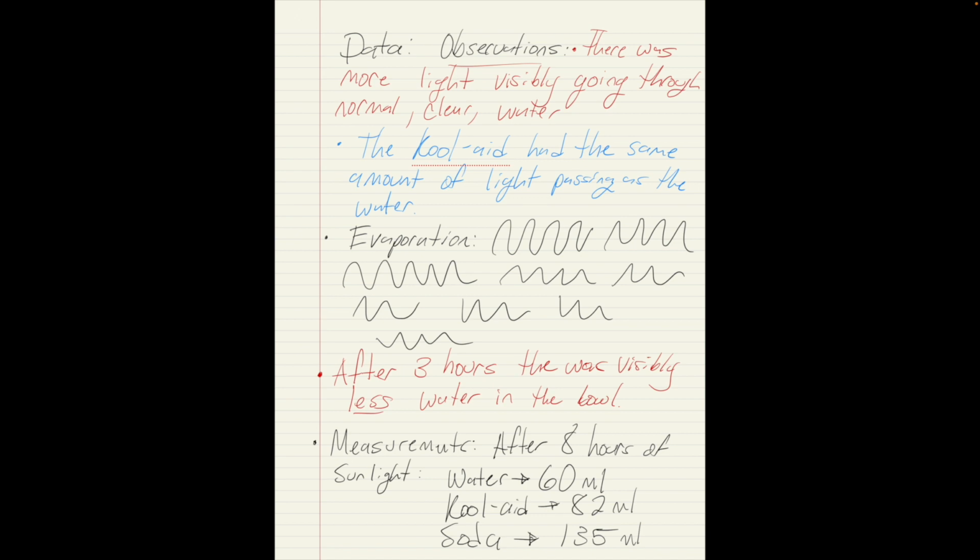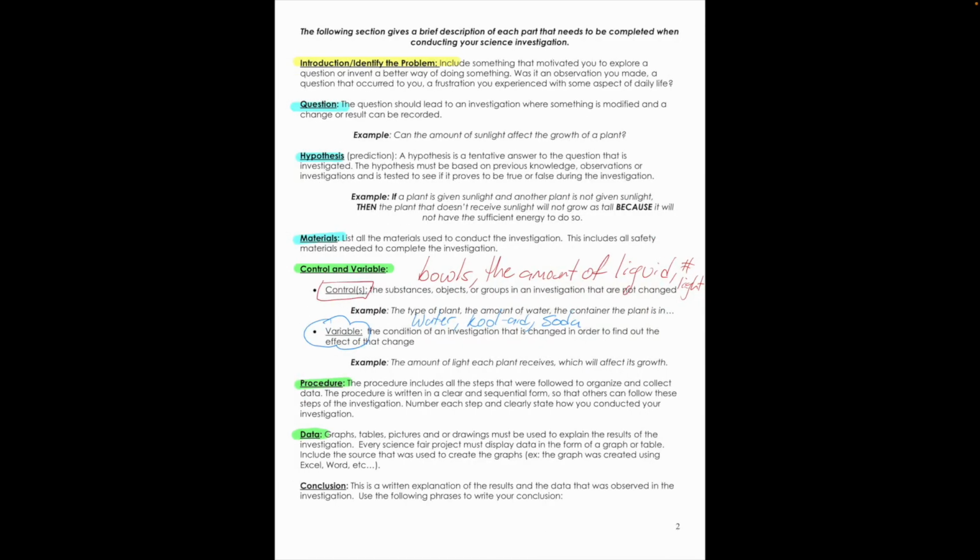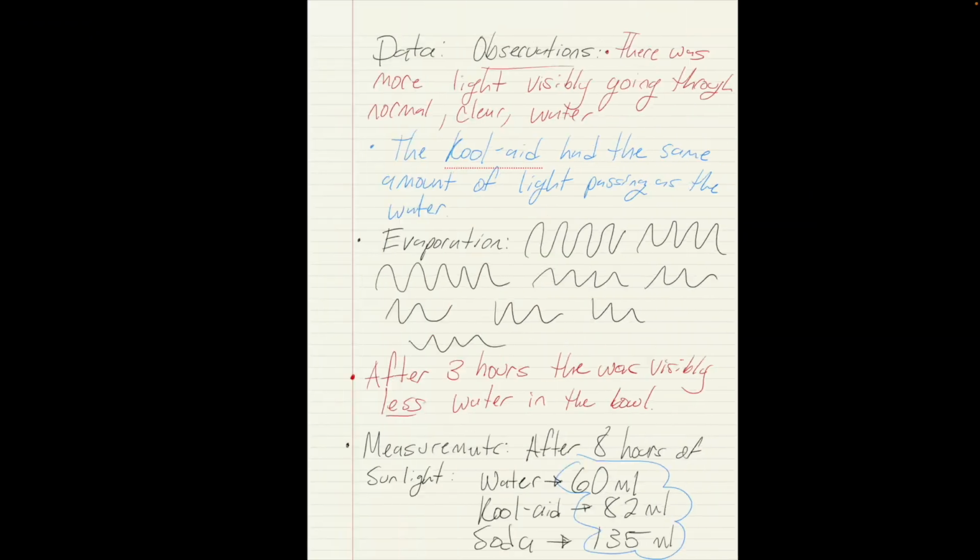So there's my data. Right there are all my observations, everything I know about evaporation, and what happened at the end. This part is super important because this is the part that proves my hypothesis correct or incorrect. So that leads us to our last part, the conclusion. Now, I'm also going to help you with the conclusion. I'm just going to make another page. Now, let's make a conclusion real quick.